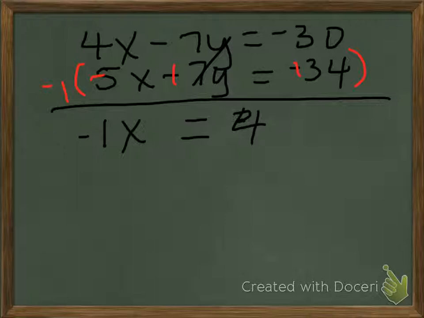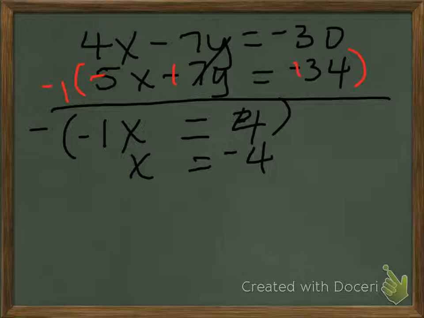Now that's -1x, but you don't want a negative x, so you're going to multiply everything by a -1 again, because you want a positive x. It changes the sign, so that means x is equal to -4. Now, that's our first step. Now we need to find out what y is.